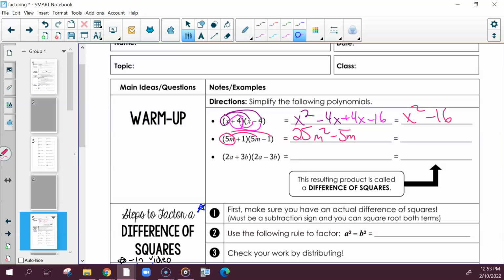And then 5m times negative 1 would be negative 5m. And then I can take 1 and multiply it out again. So we would have a positive 5m and a negative 1. Just as before, when we combine our like terms, they would cancel. So we would be left with 25m squared minus 1. And then we'll do this last one and then talk through these steps.